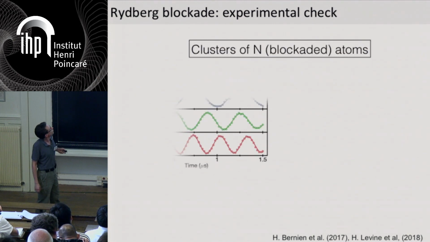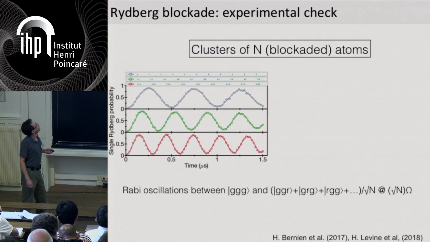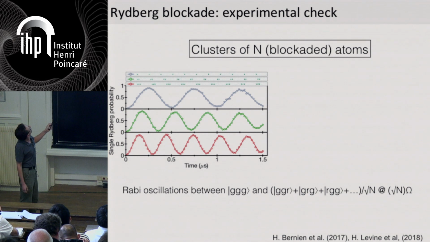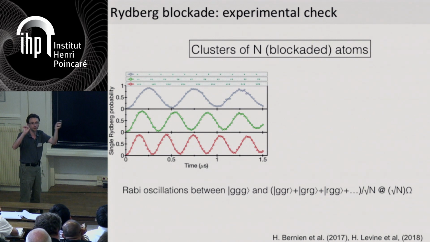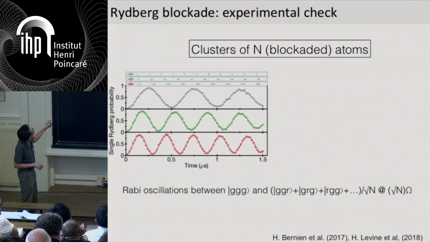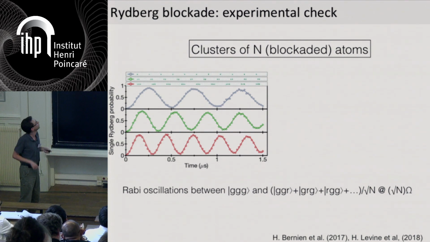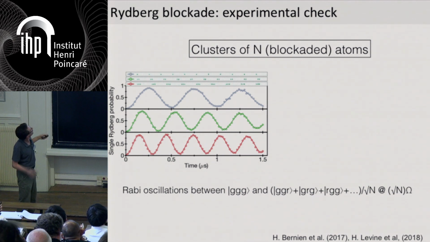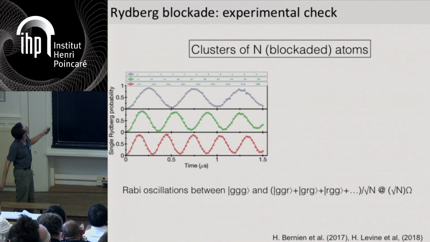And this we could, so we are not the first ones to check this, but we could check this as a sanity check very nicely in our system by going to clusters of 1 atoms here. Here, in the first line, the atoms are far enough that they do not interact with each other. So basically, we perform many single atom experiments in parallel, and we see these first Rabi oscillations here between the ground and Rydberg. And then we can make clusters of 2 and clusters of 3, which are fully blockaded. And what we see are, again, nice Rabi oscillations, which is a signature of 2-level physics, with this enhanced Rabi frequency of √2 and √3 here.